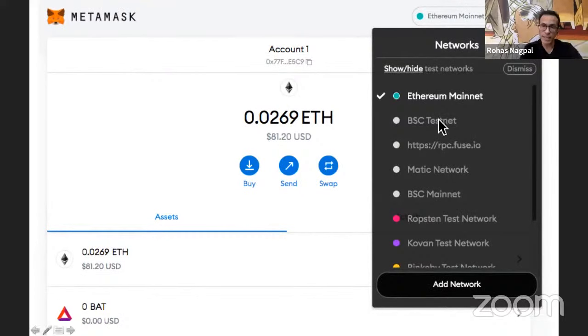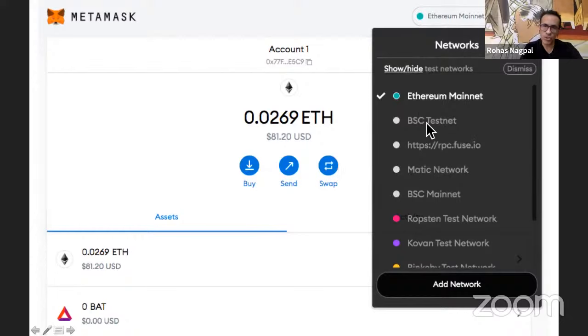More importantly, I can connect to multiple blockchains. That's a very important concept. So as you can see here, Bitcoin is not in the list. So you cannot use MetaMask as a Bitcoin wallet. Bitcoin has a separate type of wallet. MetaMask can handle Ethereum, Binance Smart Chain, Matic, a few blockchains.